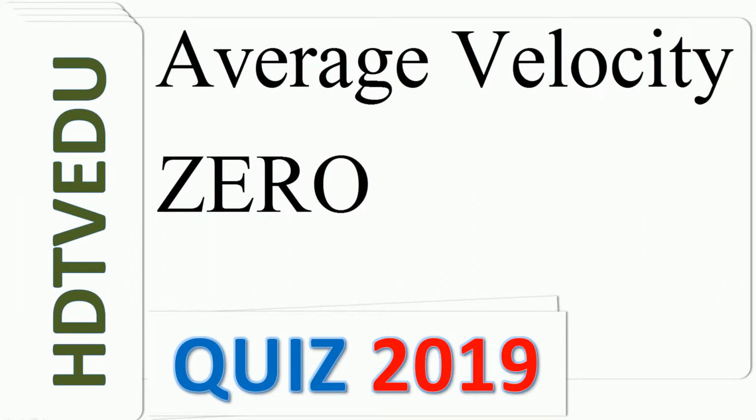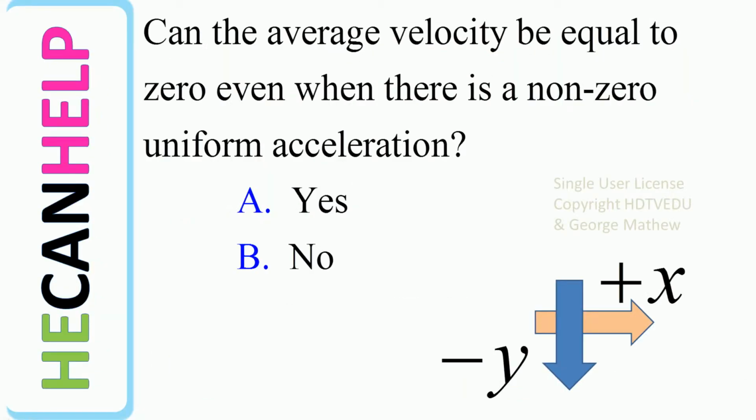Average velocity, 0. Quiz 2019. Can the average velocity be equal to 0 even when there is a non-zero uniform acceleration? A, yes. B, no. Positive x is defined as to the right, negative y is vertically down.